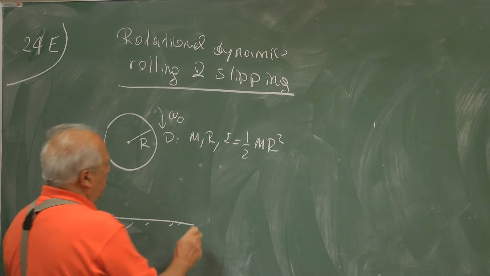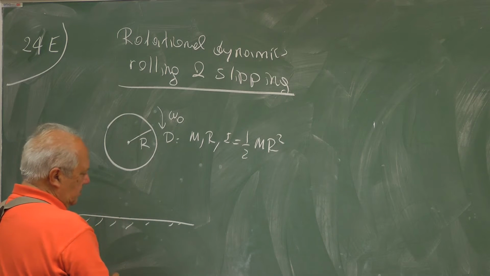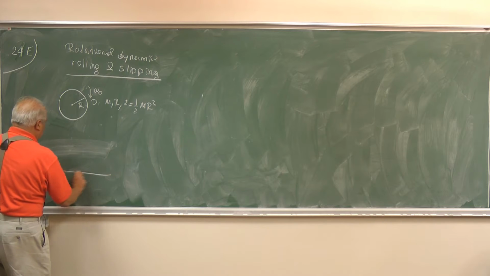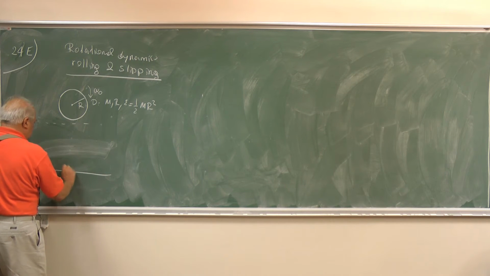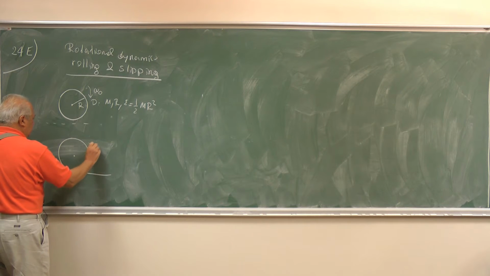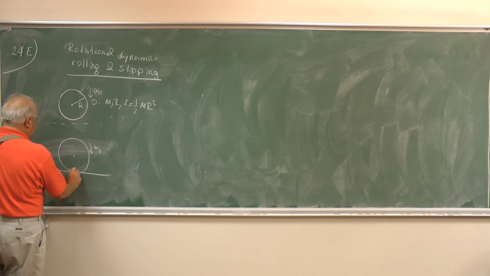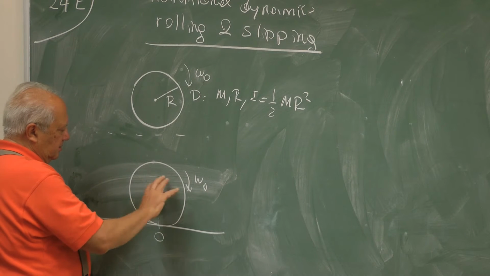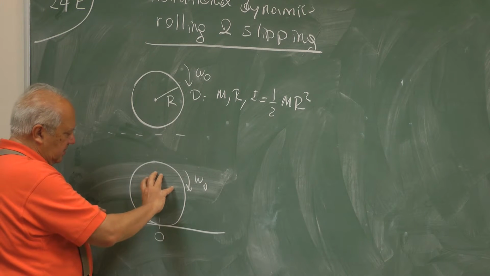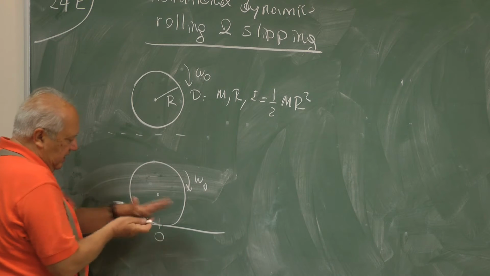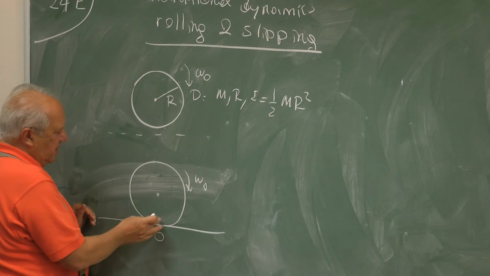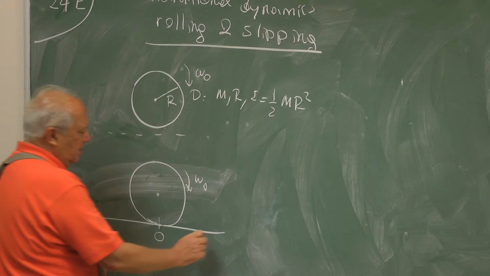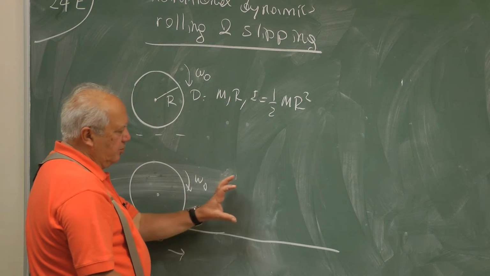What happens? Let me just erase this part, make it lower. It is rotating with omega 0. It touches this point. Let's call it O. And it is slipping over the surface. But as it slides, the surface applies a friction force on the disk. So there's a friction force on the disk, and it starts moving to the right.